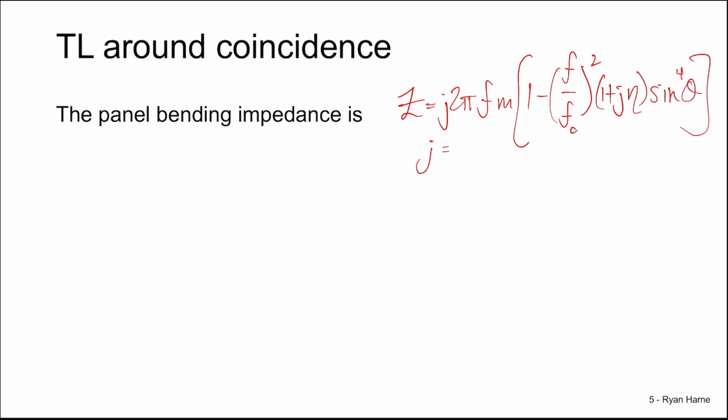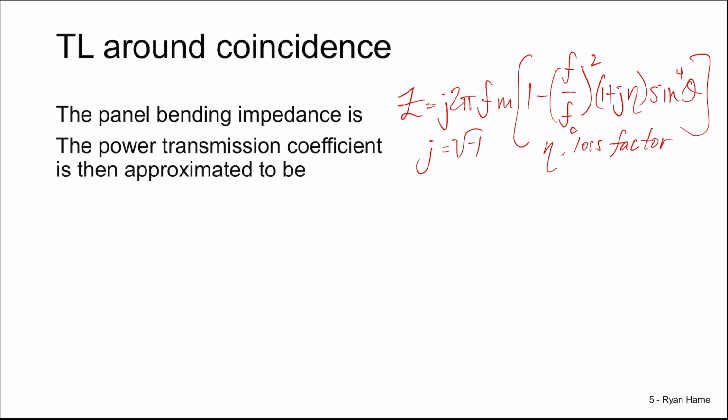j is equal to the square root of negative 1 as before, it's the imaginary number, and eta is a loss factor that can be determined experimentally. Given this bending impedance, the power transmission coefficient is then approximated to be tau, as a function now of theta, equal to the magnitude of 1 plus Z cosine theta divided by 2 rho naught c. Close the magnitude and take it to the power minus 2.